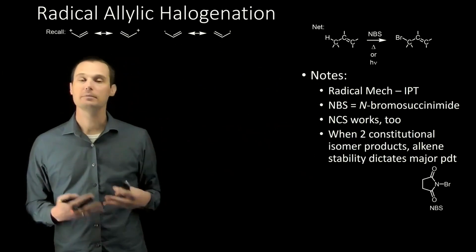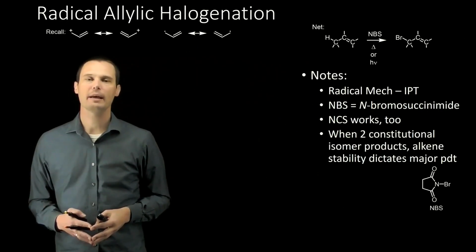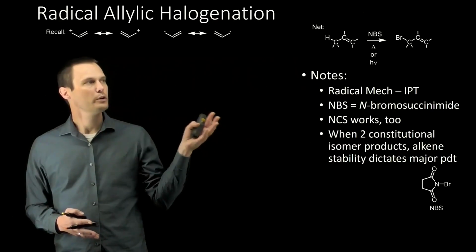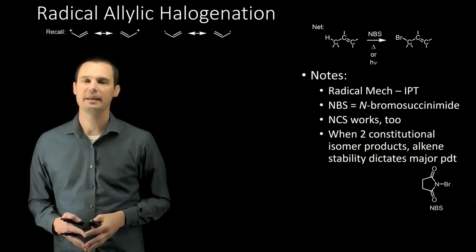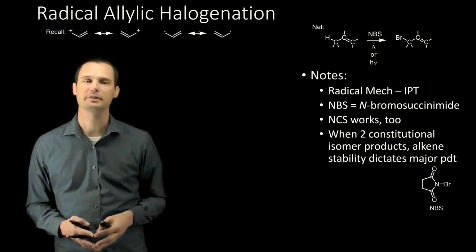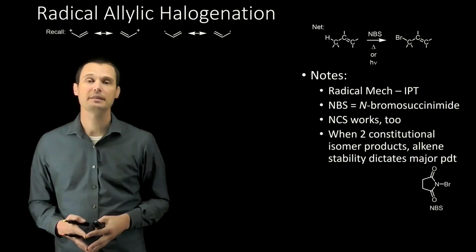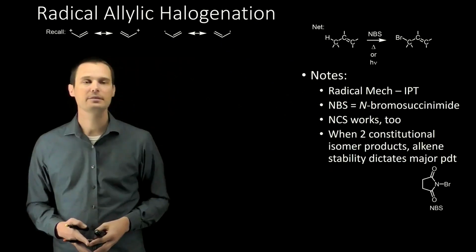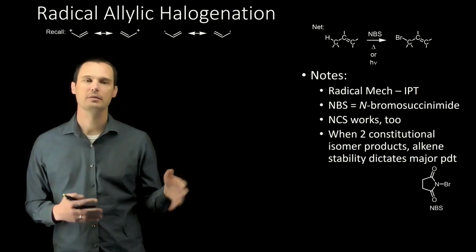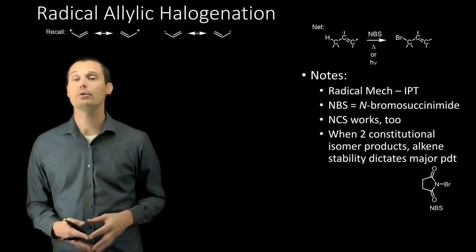This is a radical mechanism, so it does go through our IPT mechanism. NBS is an abbreviation, stands for N-bromosuccinimide, and the structure of N-bromosuccinimide is shown here. This reaction works for NBS, but it also works for NCS. NCS is the chlorine version of N-bromosuccinimide, so it would be N-chlorosuccinimide. And one point that we'll talk about briefly in this video, and then I'm going to have a separate video on, is when there are two constitutional isomer products possible, the alkene stability of those products determines which one will be the major product. That will be best explained as we go through an example.